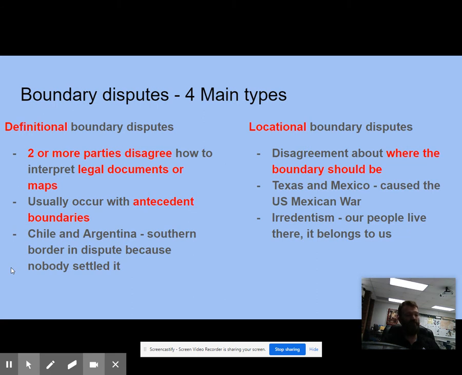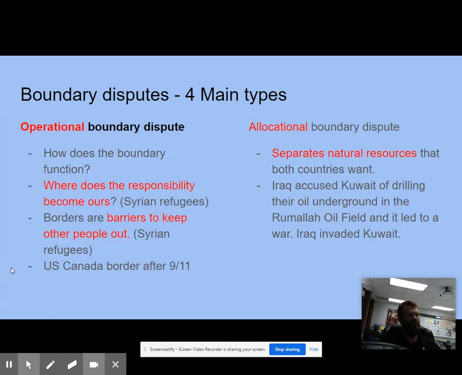Irredentism can play in here too. Remember, that's when a country says, "Oh well, there's a lot of people that speak our same language right across the border, so we're going to change the boundary." Right? We don't agree where the location of the boundary is. So there are four main types of boundary disputes.